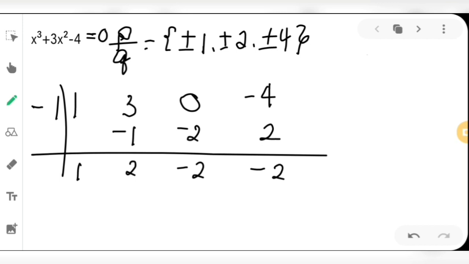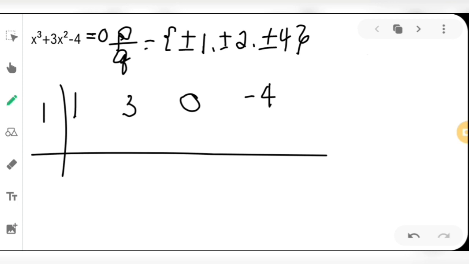So let us try another number. Let us try positive 1. Now this is a trial and error method. There is another method, and that is factoring by grouping, but we will focus only on using synthetic division. So let us try now 1.